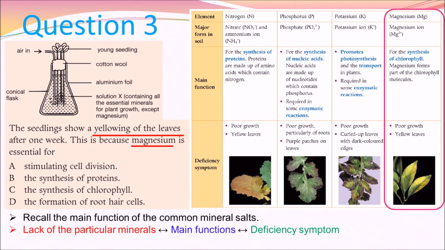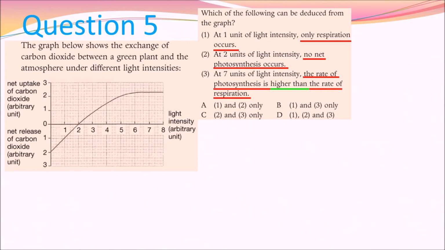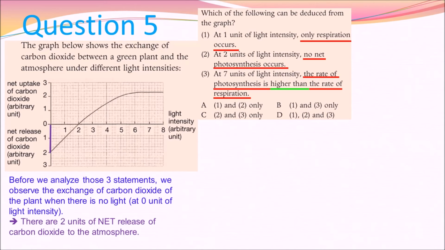So that's why for this unit, actually I can just cover one part and then ask you the other. Okay, so that is the concept of question 3. And then question 5 is a very common graph to talk about the gas exchange between a plant and the atmosphere. That's why you can recall the basic concept first before we analyze such a graph.